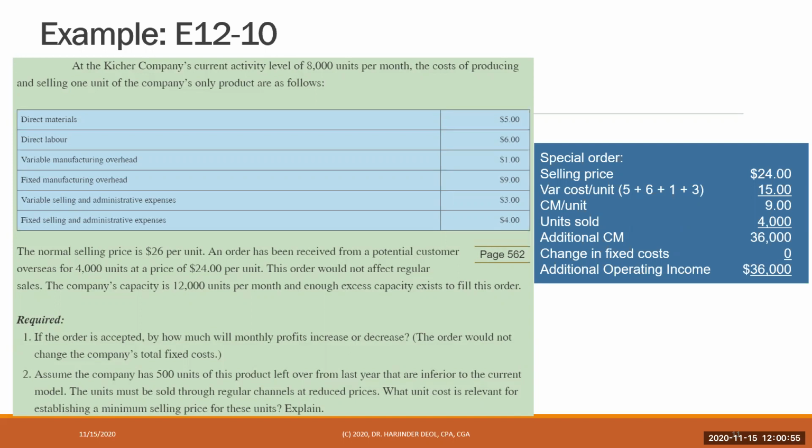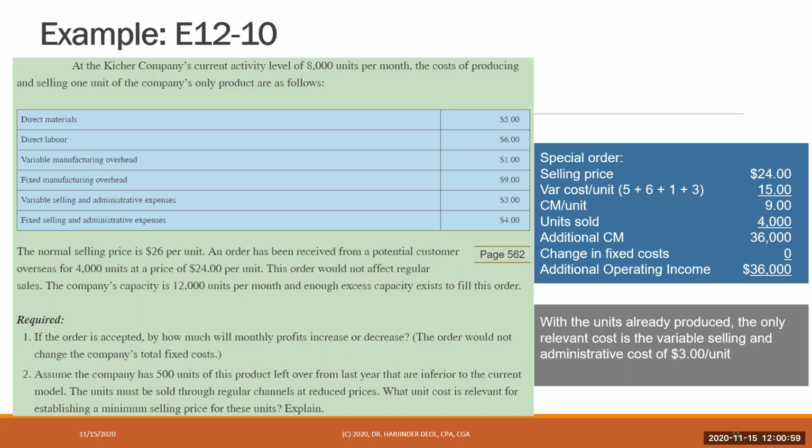Well, the units have already been produced. So we're not going to have to make the units. So the costs of making the units is not relevant. The fixed costs are not relevant. The only relevant cost, therefore, would be the variable selling and admin costs of $3 per unit. All the other costs are sunk costs.